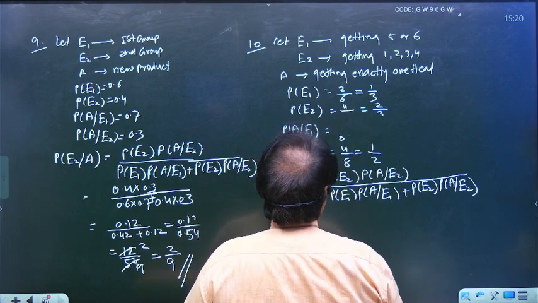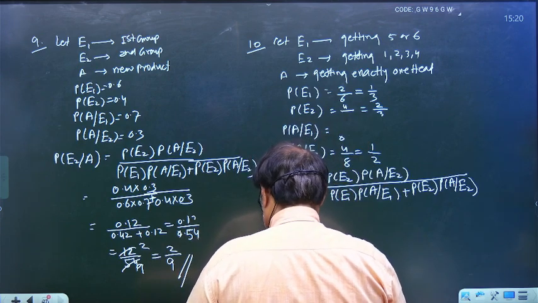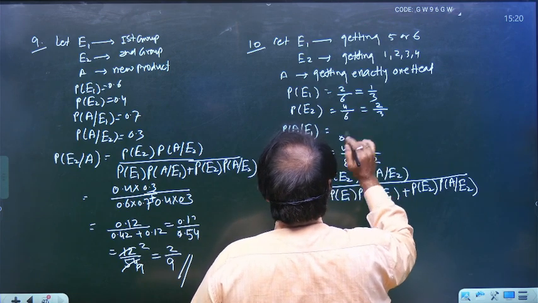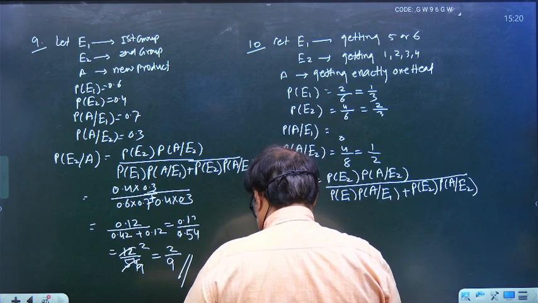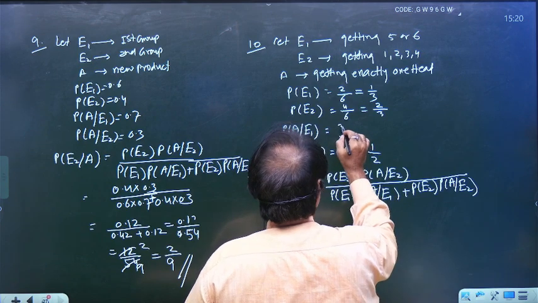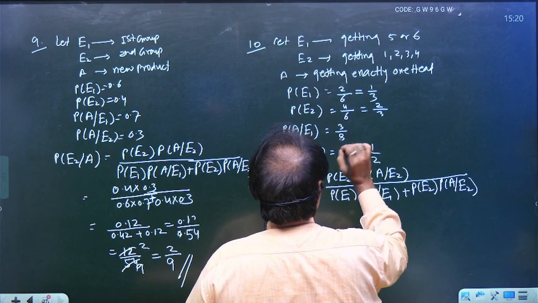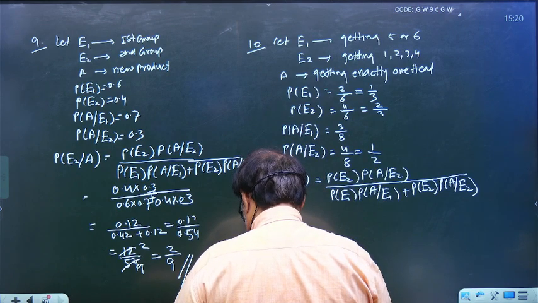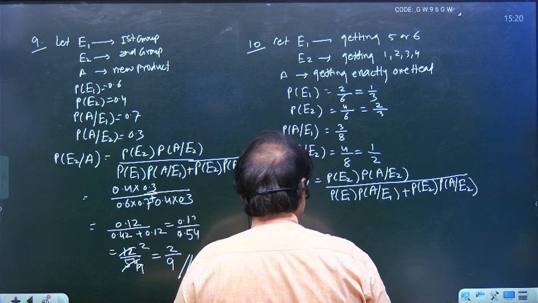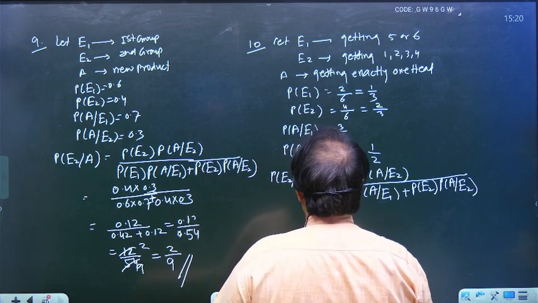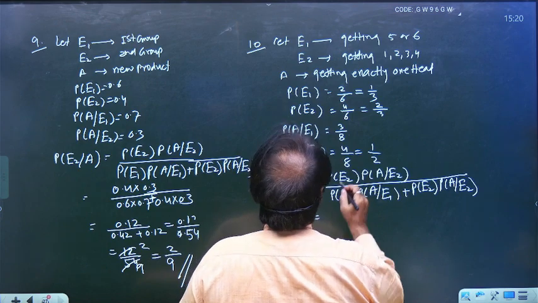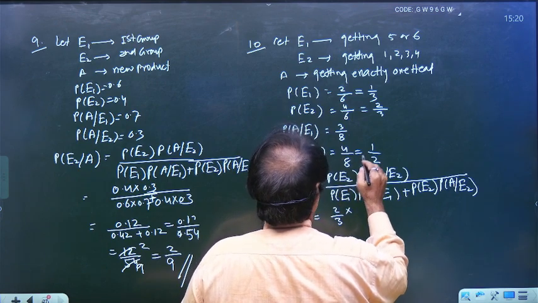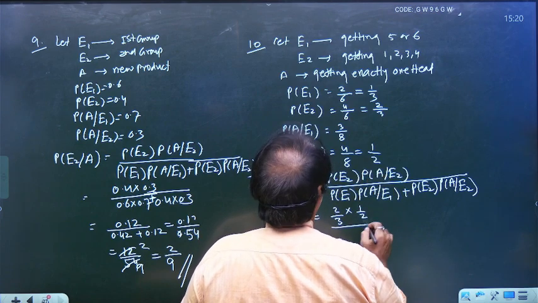Probability of E2, 4 by 6, this is 2 by 3. And probability of A by E1, this is 3 upon 8. Or probability of A by E2, that is 4 by 8, 1 by 2. So now probability of E2 is 2 by 3 into A by E2, 1 by 2.